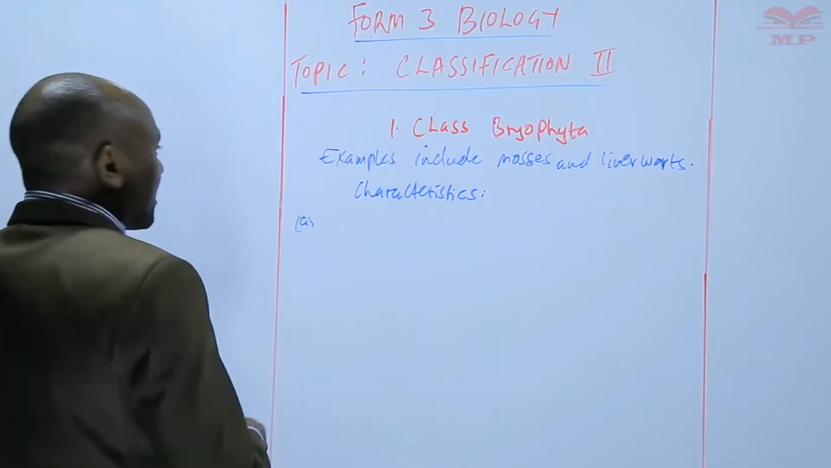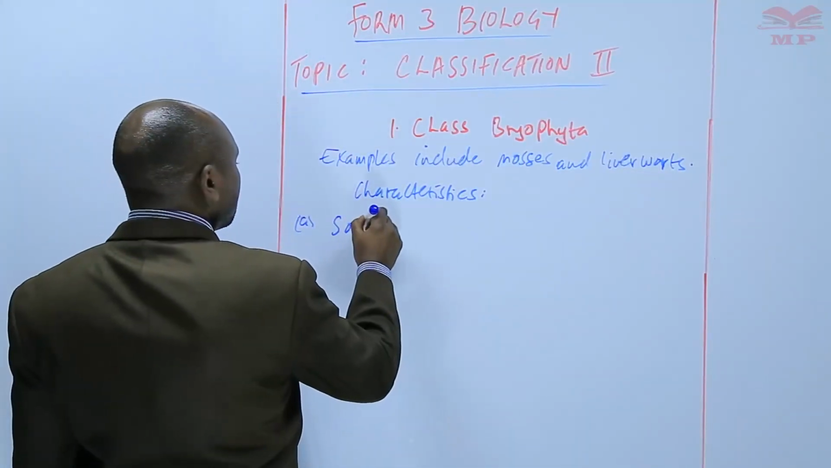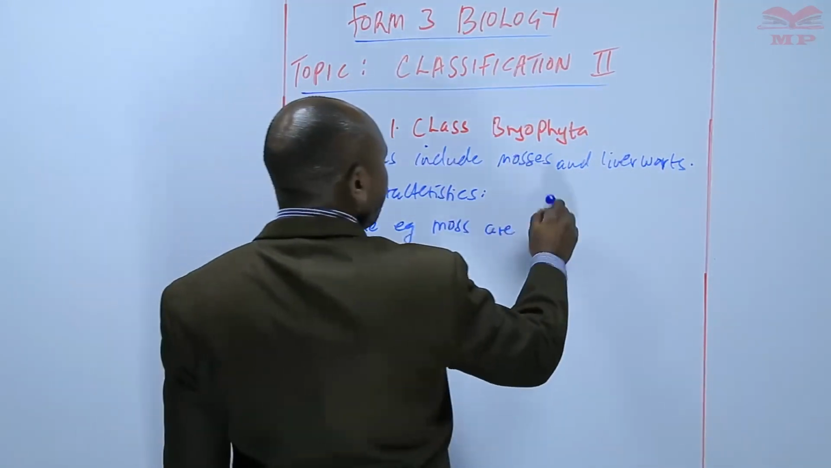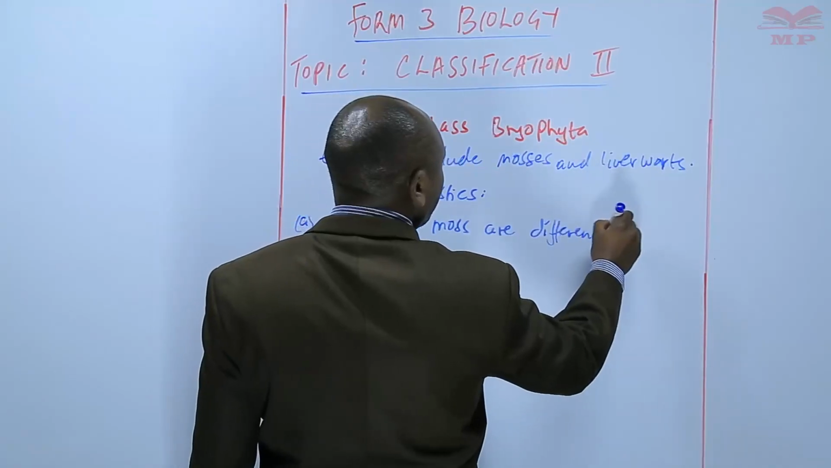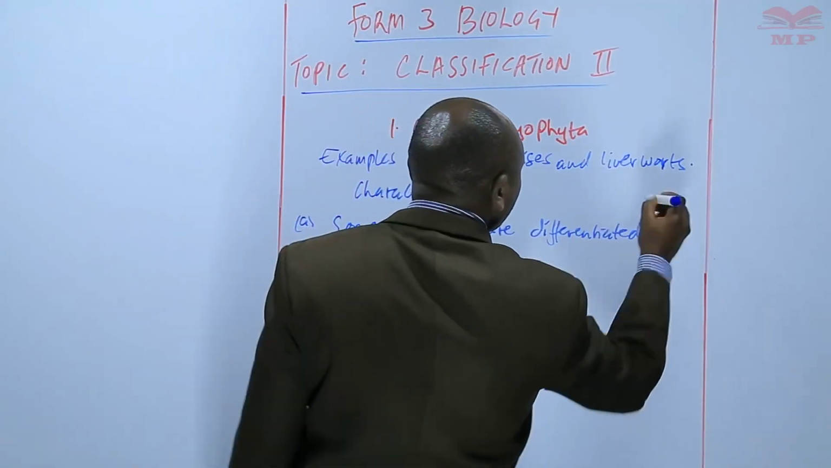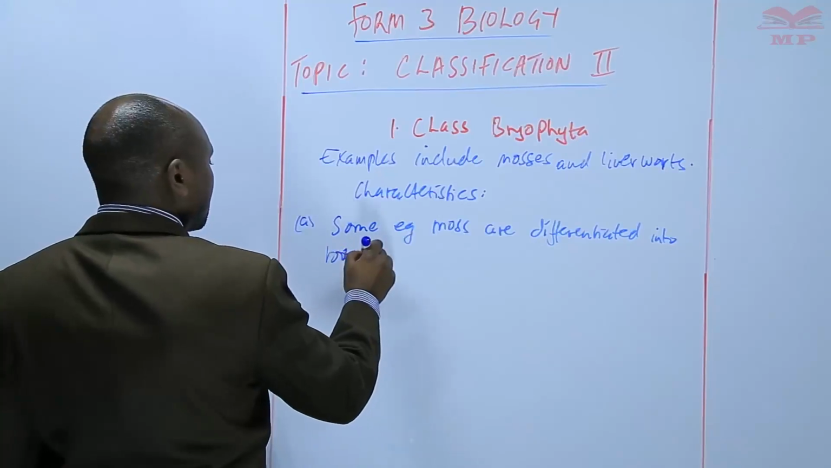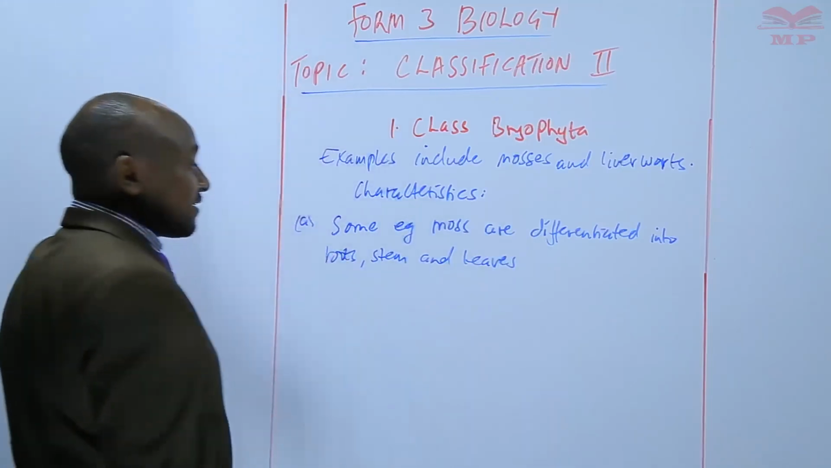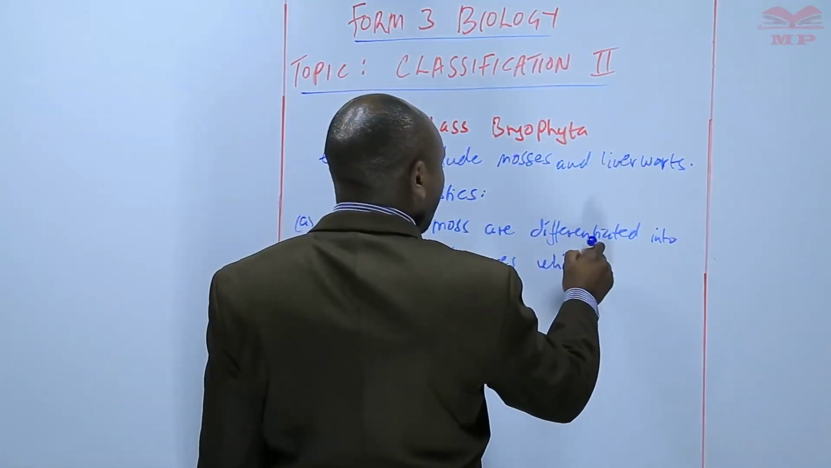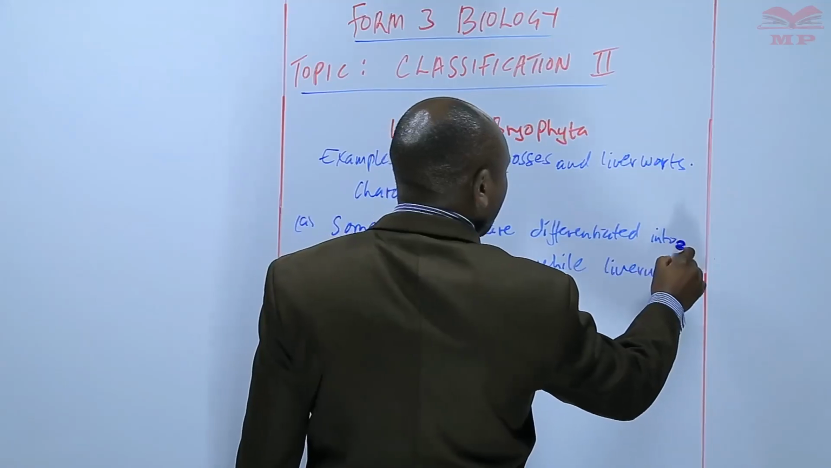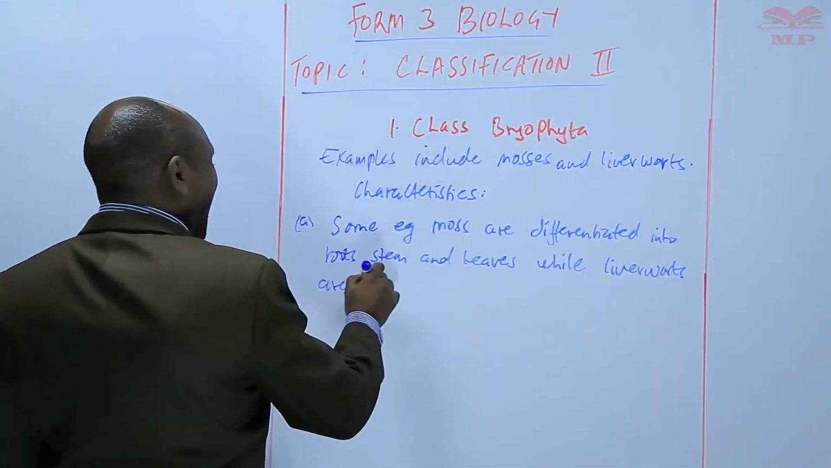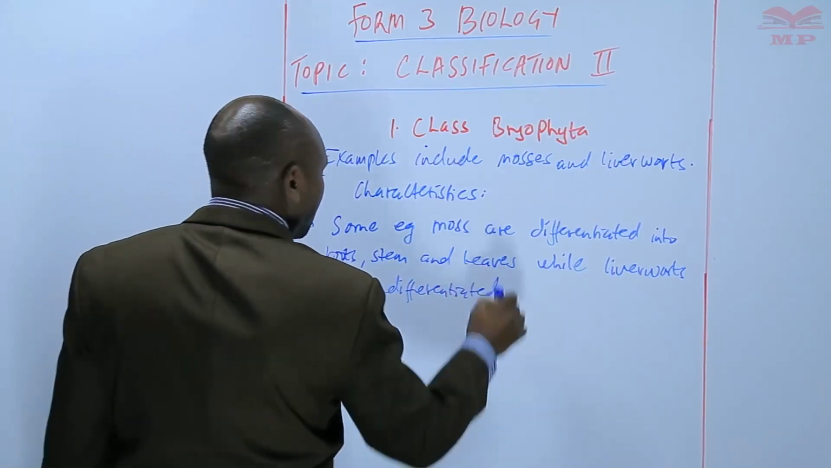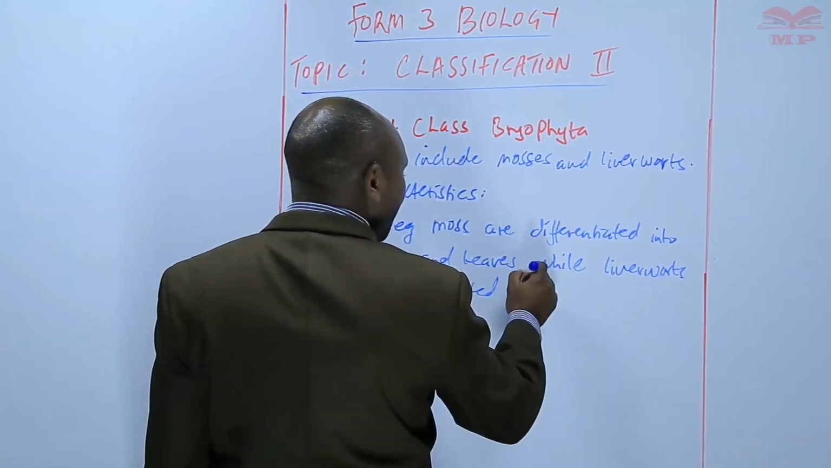So we can basically say that some, e.g. the moss, are differentiated into roots, stem, and leaves. They are differentiated, while liverworts are undifferentiated. Undifferentiated, what we refer to as thalloid.